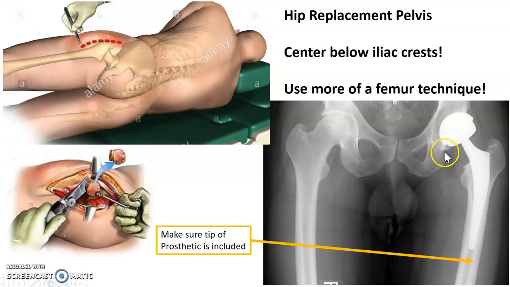They want to see the joint space, how it's sitting within the acetabulum, and you have to include past the tip of the prosthetic. You have to show this part of the femur underneath, and you have to see both sides. So if you're not low enough, if you're clipping this off, they're going to make you go lower. Right?